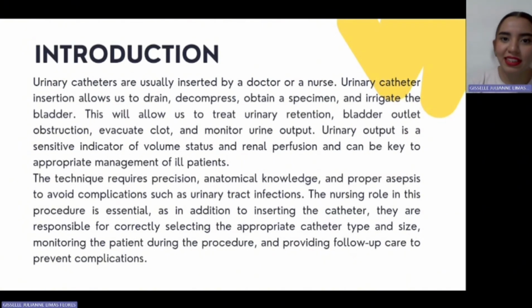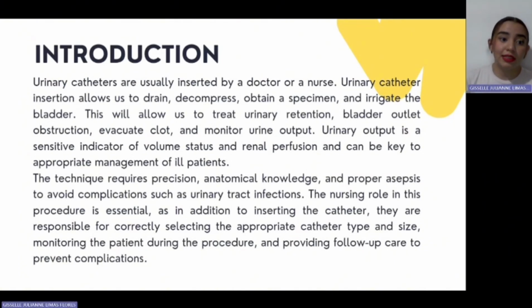And now a big introduction. Urinary catheters are usually inserted by a doctor or a nurse like us. Urinary catheter insertion allows us to drain, decompress, obtain a specimen, and irrigate the bladder. This will allow us to treat urinary retention, bladder outlet obstruction, evacuate clots, and monitor urine output. Urinary output is a sensitive indicator of volume status and renal perfusion and can be the key to appropriate management of ill patients.